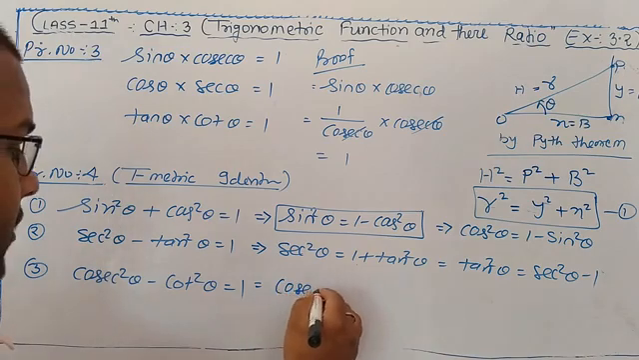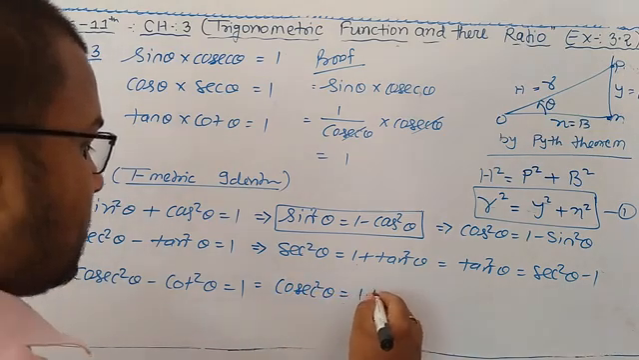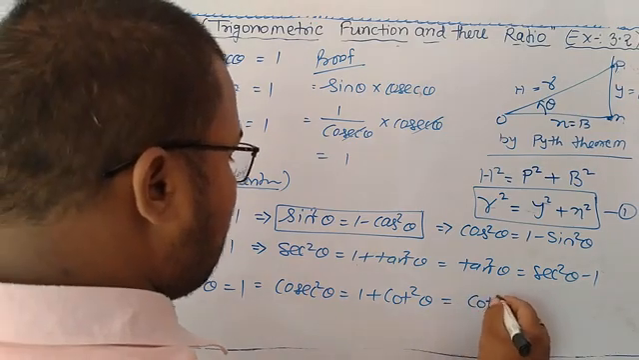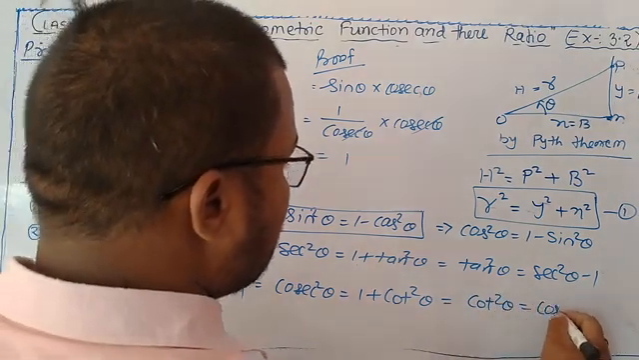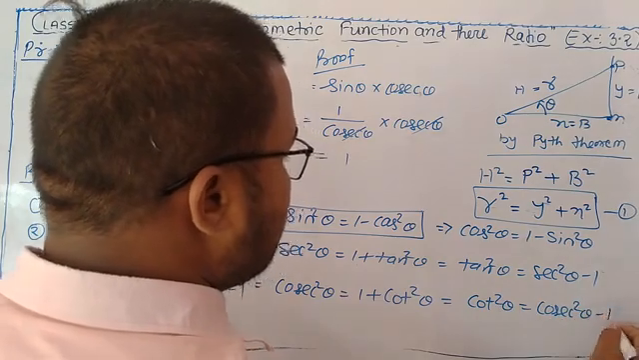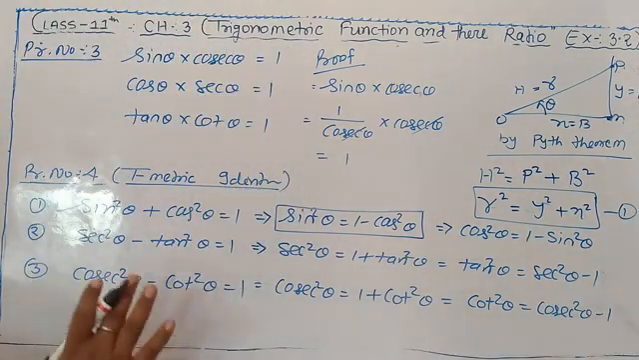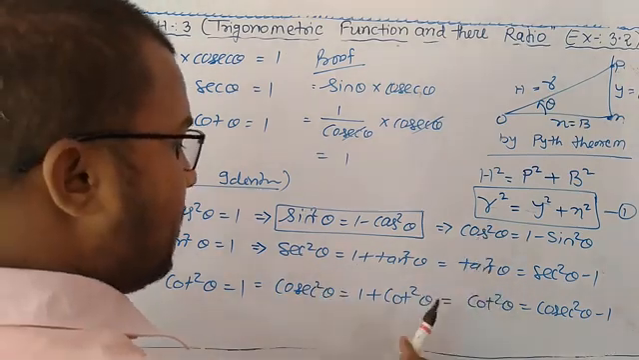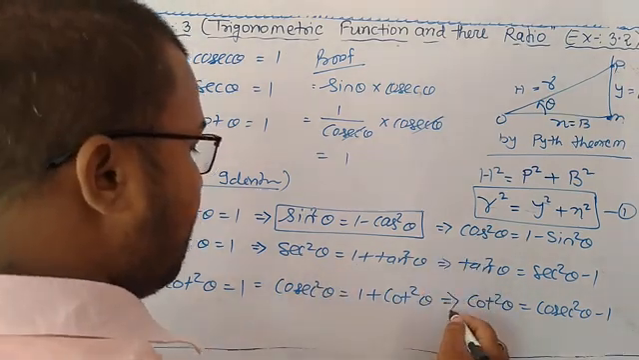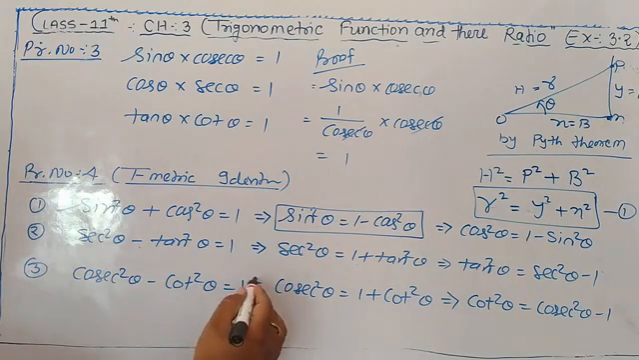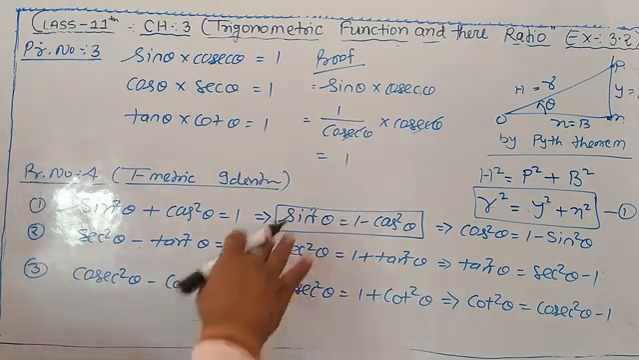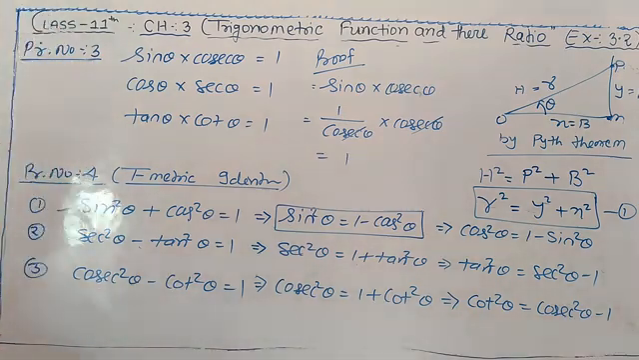Cosec square theta is equal to 1 plus cot square theta, and cot square theta is equal to cosec square theta minus 1. Total there are 9 identities: 1, 2, 3, 4, 5, 6, 7, 8, 9. So very important, student. These 9 identities apply in exercise 3.2. First of all, write them, student.